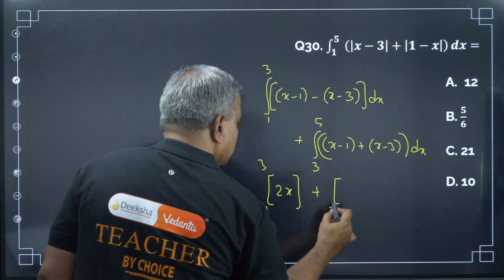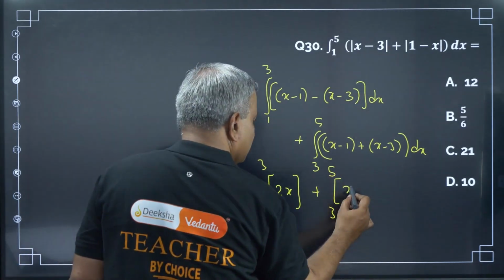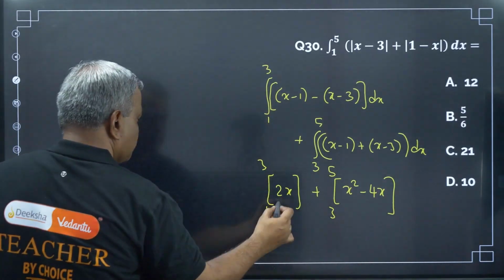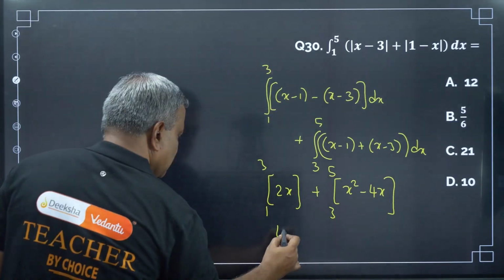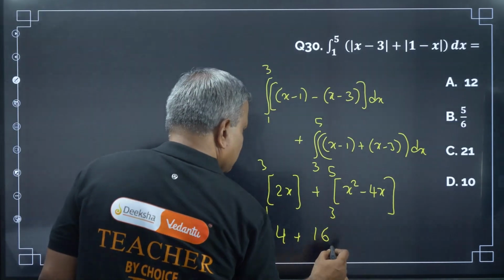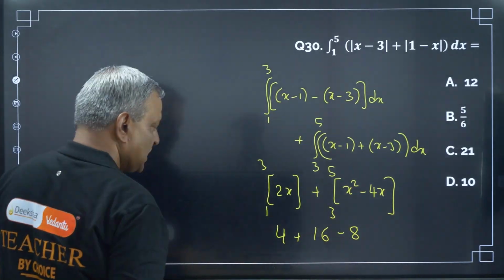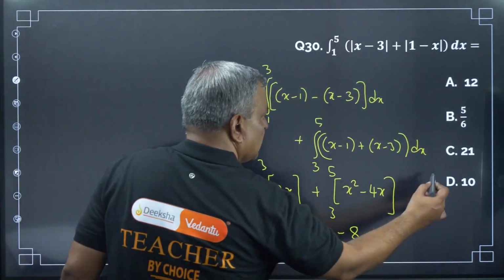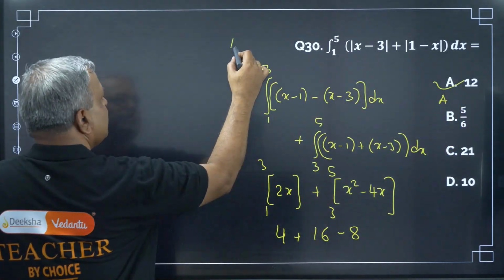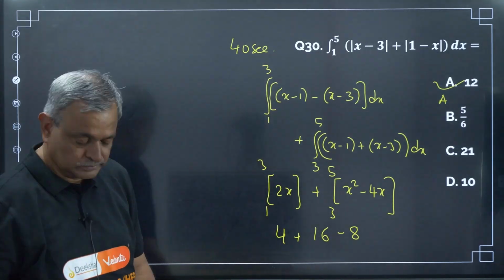Plus from 3 to 5, the integral of 2x is x square minus 4x. Substitute the values: 1 to 3, 6 minus 2 will give you 4, and here 25 minus 1 is 16, and 5 minus 3 times 2 is minus 8. So you get 12 minus 4, the answer will be 12, option A. You can do this problem within 40 seconds. It should not take more than 40 seconds.